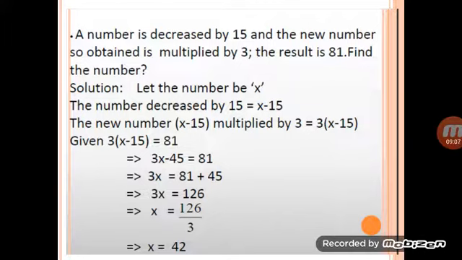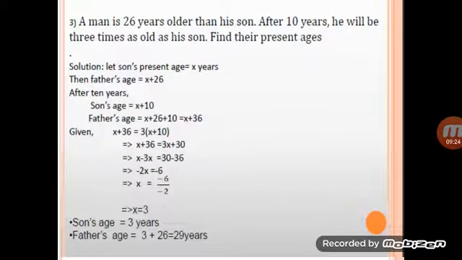By solving it, we can separate x. Like terms on one side, so 3x equal to 81 plus 45, that results in 126. So x equal to 126 by 3, so the result is x equal to 42. Another example is done for you from exercise 5c: a man is 26 years older than his son. After 10 years, he will be 3 times as old as his son.